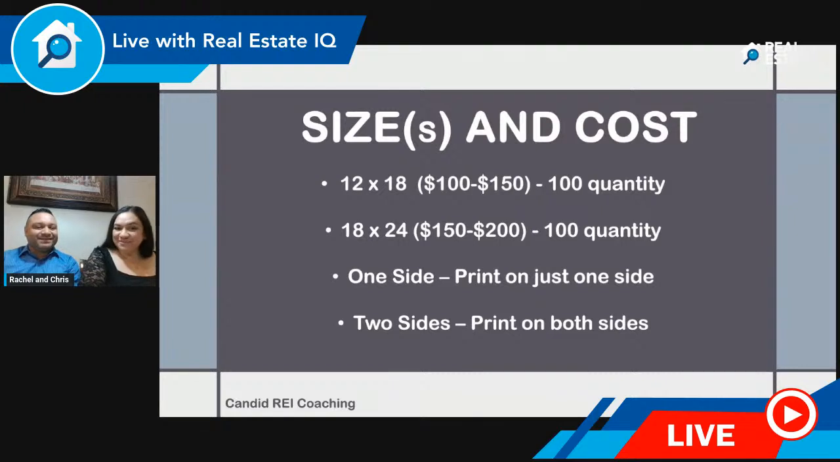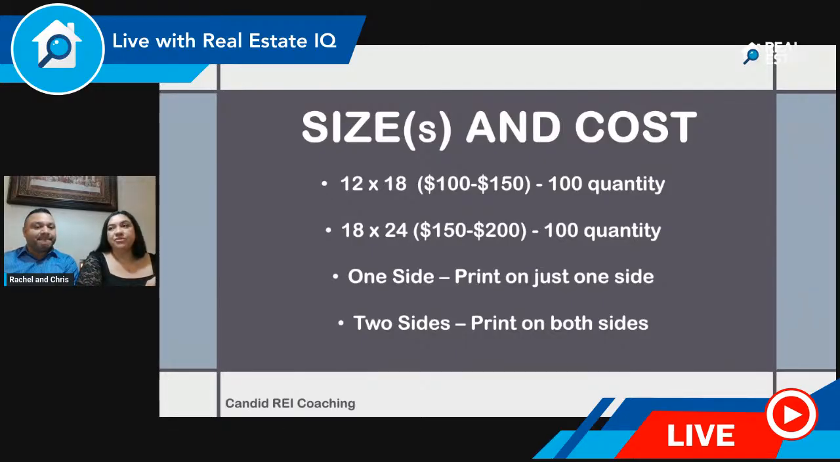So these are examples of some of the sizes and some of the costs. So I'm sure you guys can see them. 12 by 18s, 100 of them should run you approximately between $100 and $150. Now, let's be clear that this all depends on the sites and the stores that you go to, but from experience, this is typically what they are running. 12 by 18s, you can measure them out. They're typically the normal sizes that you see out in the streets right now.